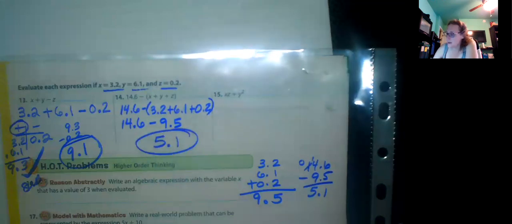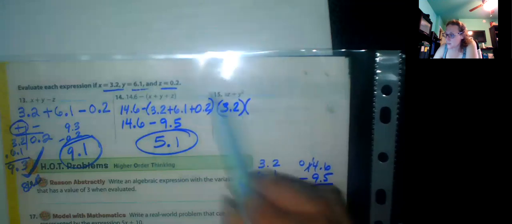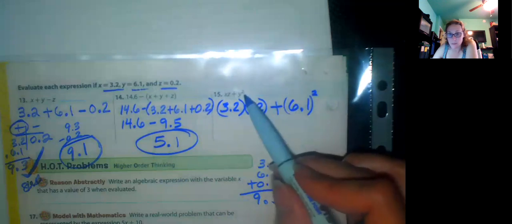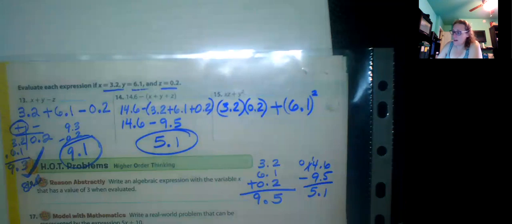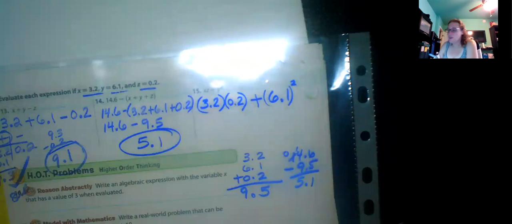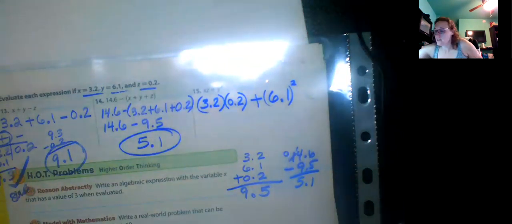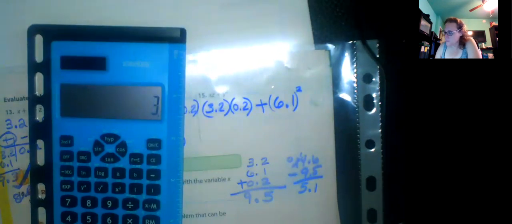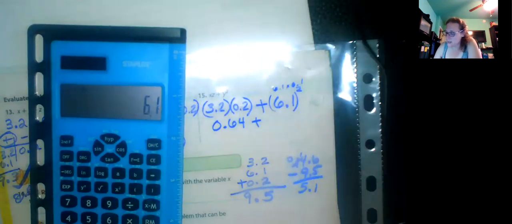And there's your answer. And then last but not least, look at here, X and Z together. That means we're multiplying. So we're taking 3.2 times 0.2. And then we're adding that to 6.1 squared, because that says squared. If you do not know your math facts, that's not going to work. You can take a calculator. See if my calculator will show up on the screen. Yeah, there we go. So we're going to take 3.2 multiplied by 0.2. And so we get 0.64. And then remember that 6.1 squared is telling us to go 6.1 times 6.1.